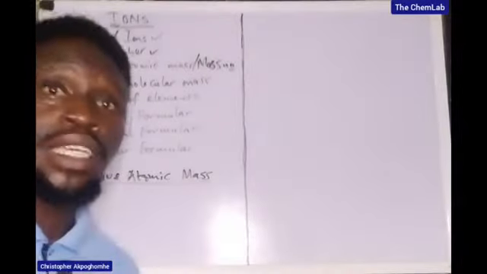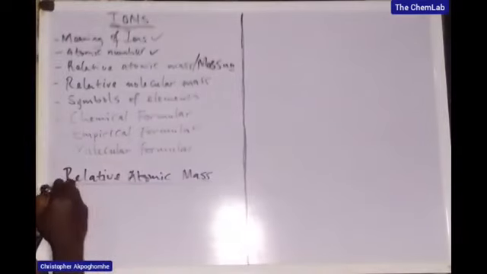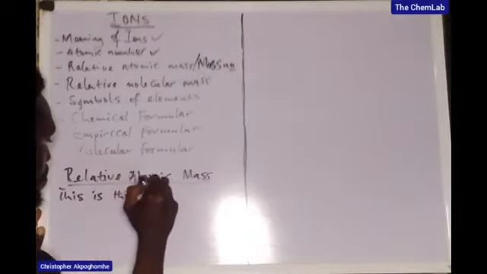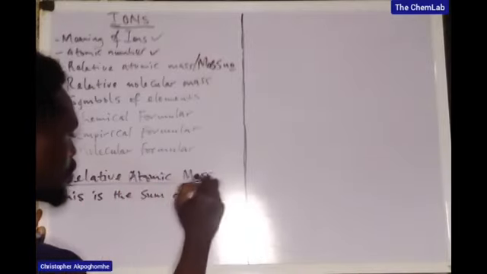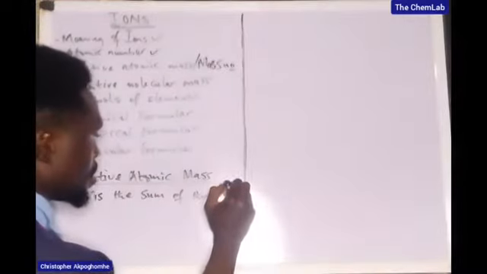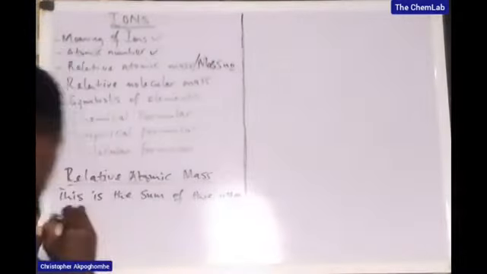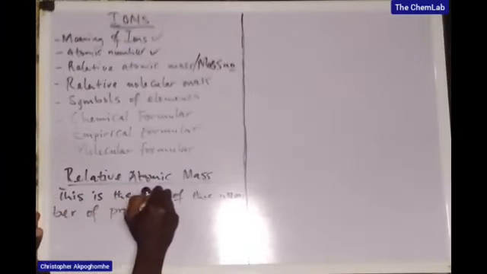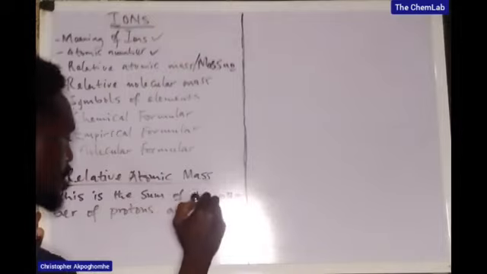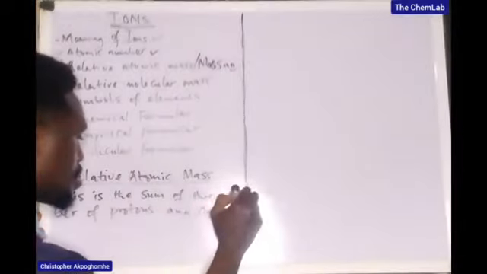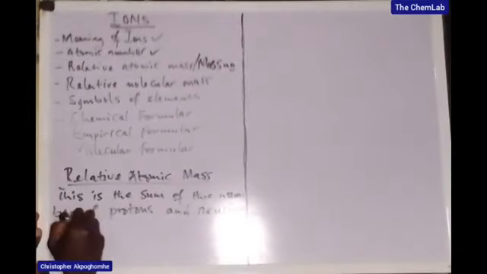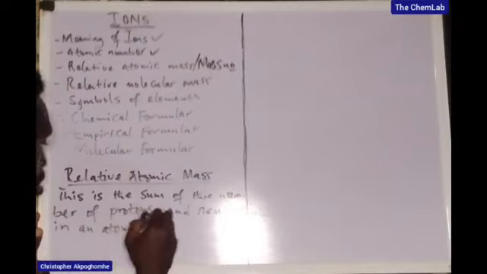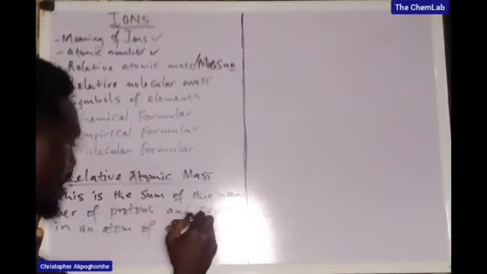So relative atomic mass is the sum of the number of protons and neutrons in an atom of an element.